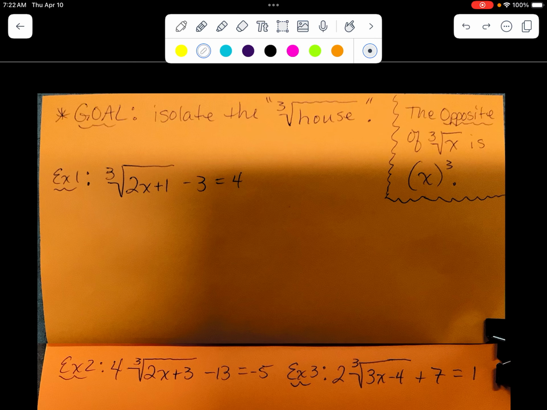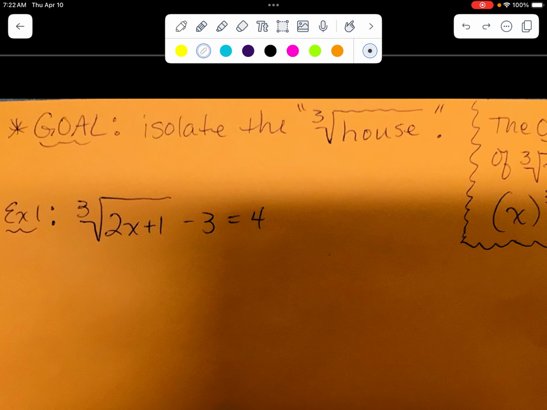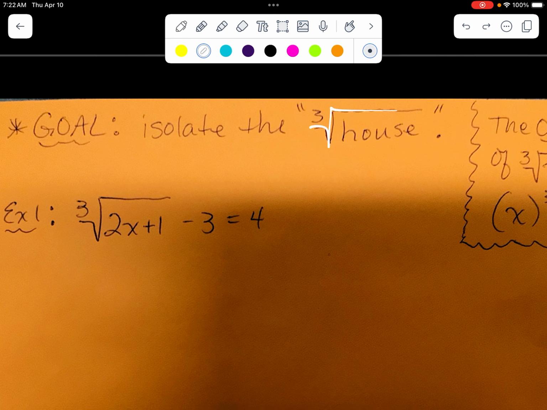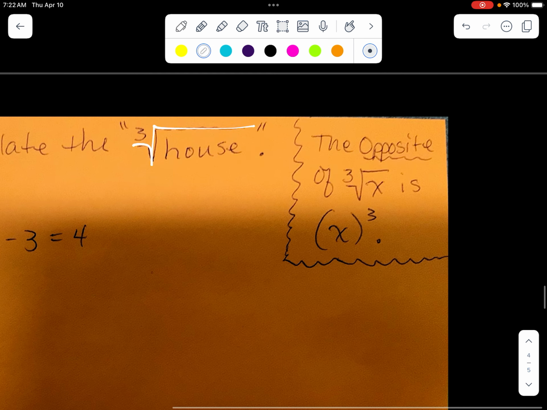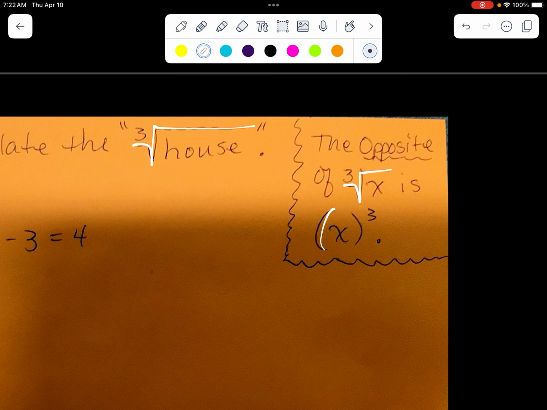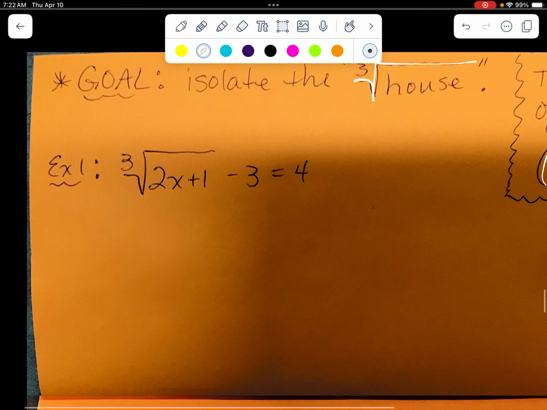In this video, I'm going to show you guys how to solve cube root equations. So our goal is to isolate the house. When you hear me say isolate the house, I'm talking about isolating the cube root radical here. The opposite of taking something to the cube root is to the third power, or cubing. So when we get the house by itself, in order to remove the house, we're simply going to cube both sides of the equation.